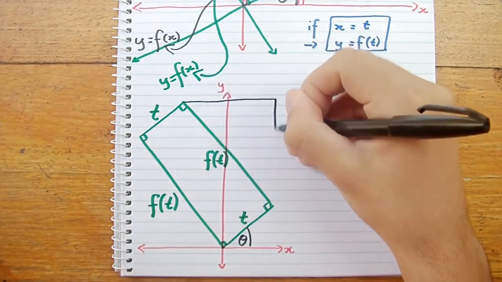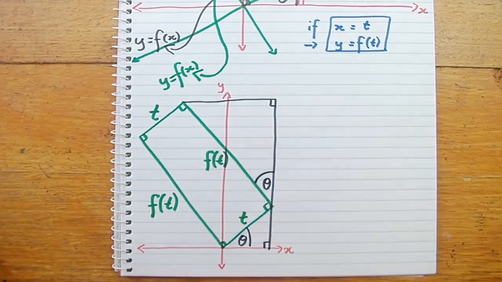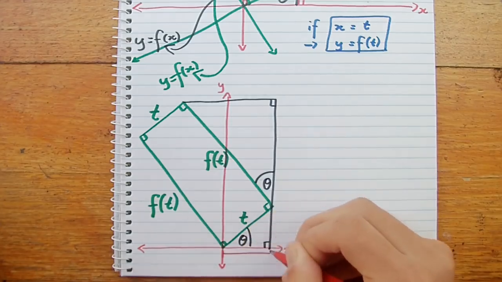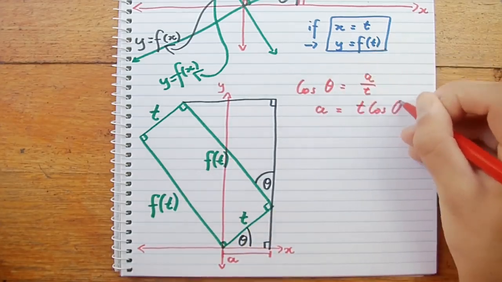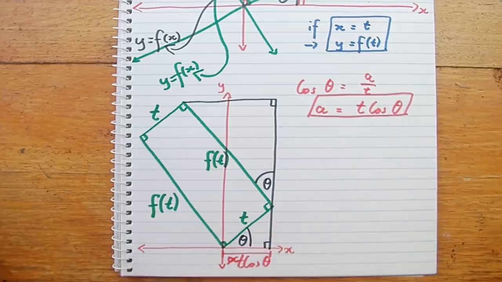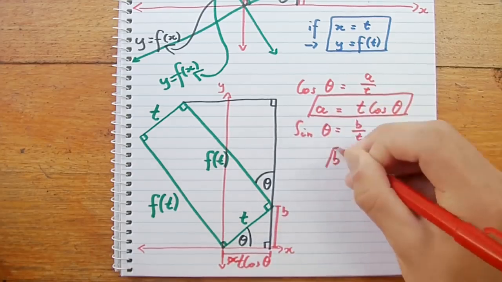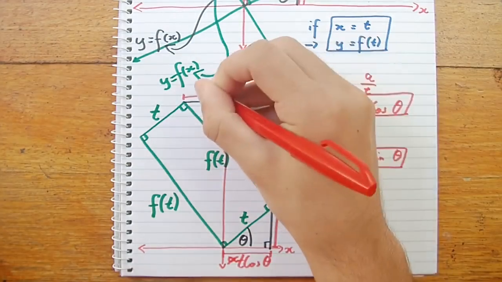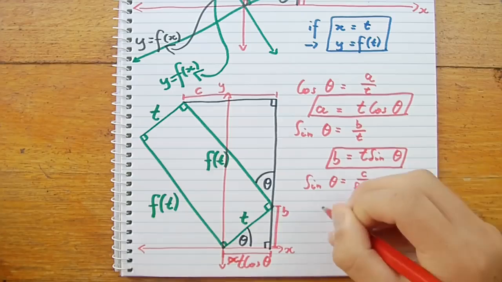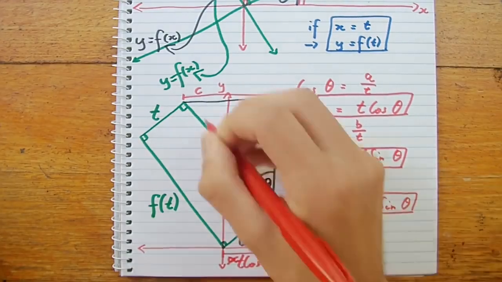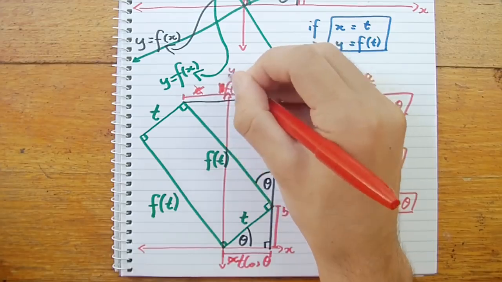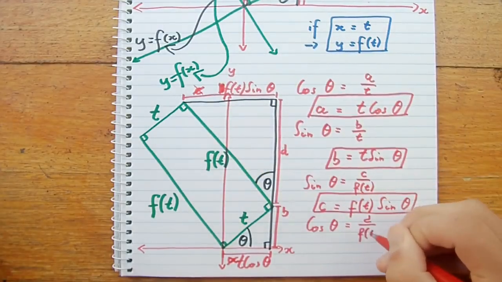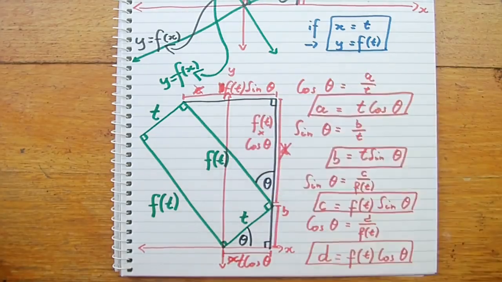Then, draw right-angled triangles using these lengths. Note that, for the same reasons as before, this angle here is also theta. And using the same tricks of trigonometry, this side will be t cos theta, since it's adjacent to the angle theta and the triangle's hypotenuse is t, while this side will be t sine theta, since it's the same but opposite the angle theta. In the second triangle, its hypotenuse is f of t, so the top side will be f of t times sine theta, because it's opposite the angle theta. And the other side will be f of t times cosine theta, because it's adjacent to the angle.